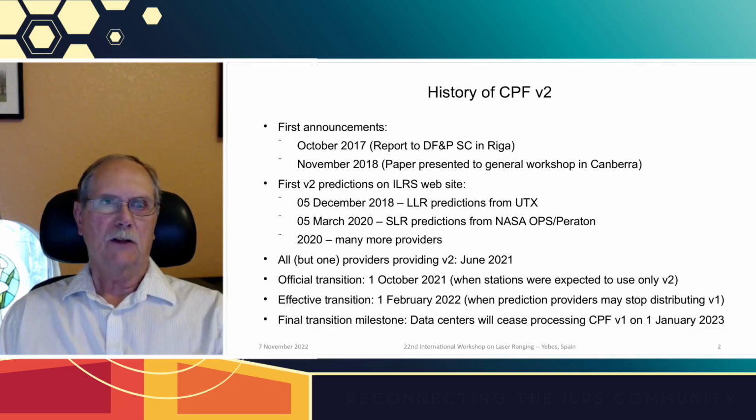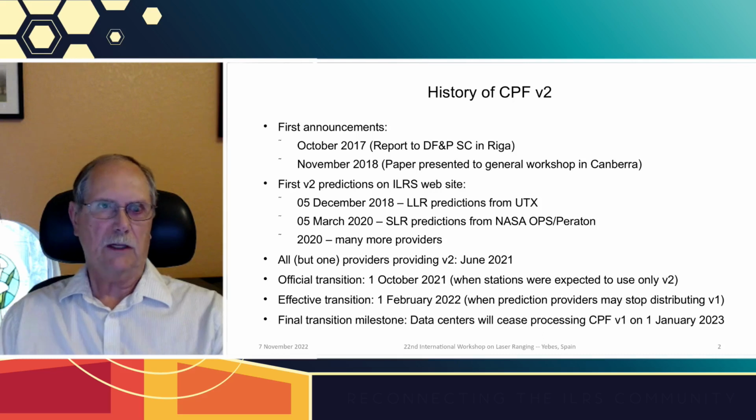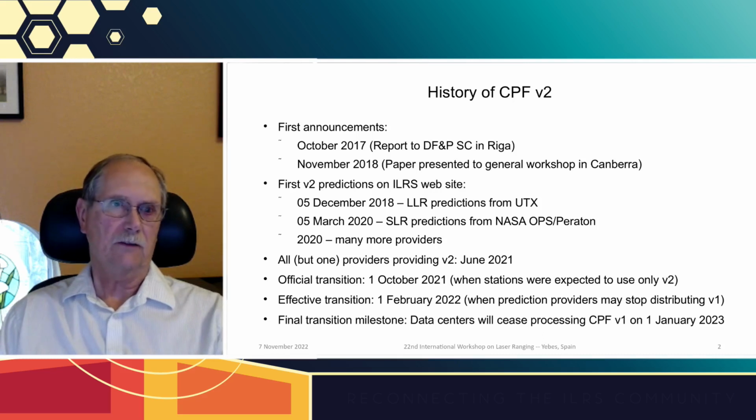I could never get a response from them, and it really didn't matter because there were plenty of prediction providers that were covering the same satellites. I don't know what's happened to them since. So the official transition was then on October 1st of last year when all the stations were expected to use only version 2.